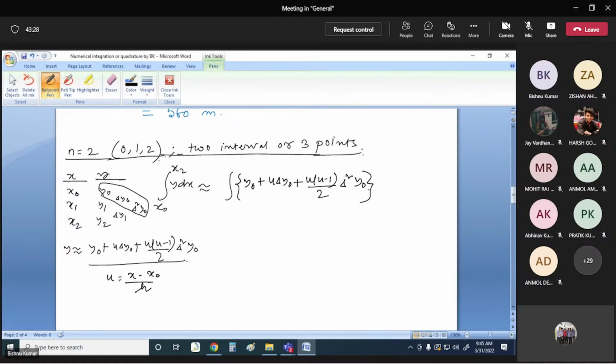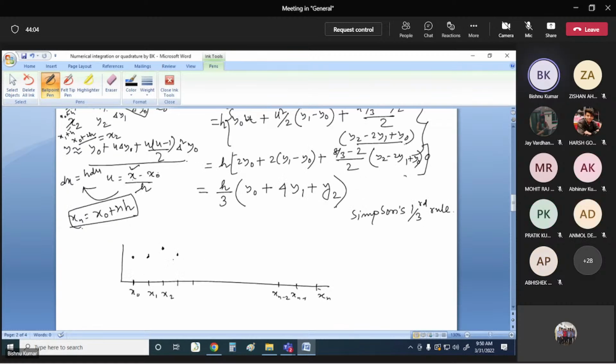Otherwise, you have to create an even number of sub intervals if it is not given in the question, such that you will not get too much error. Why? Because you have lots of points. Suppose x0, x1, x2, x3, x4 up to xn. Here is xn minus 1, here is xn minus 2. That is x0, x1, x2. In that way you have the points, and the corresponding y values are there.